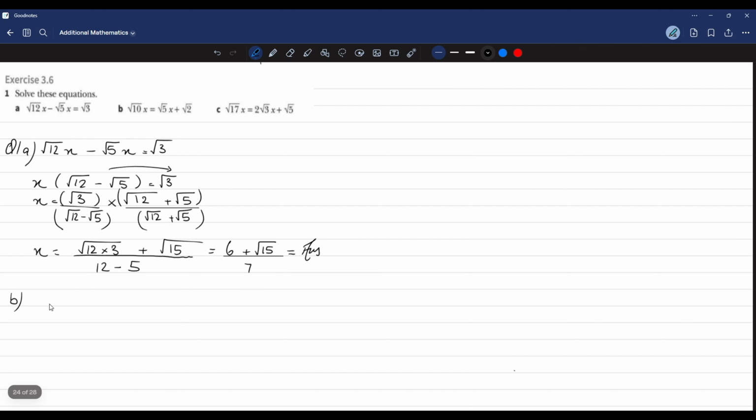Question number 1, part B. We have under root of 10x is equal to under root of 5x plus under root 2.